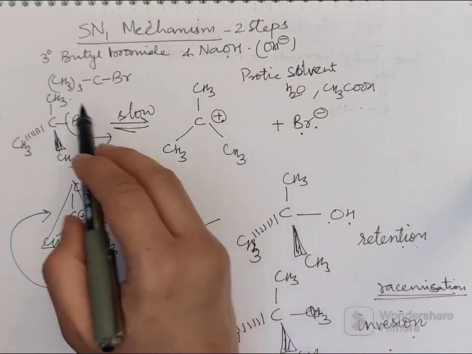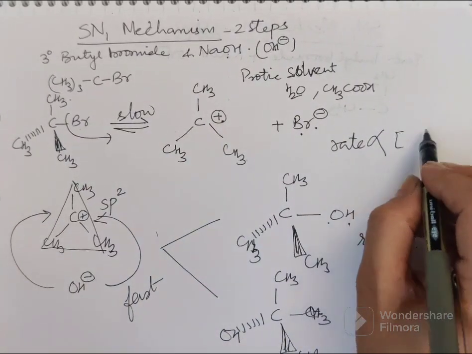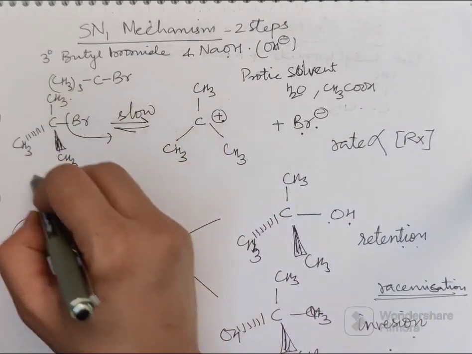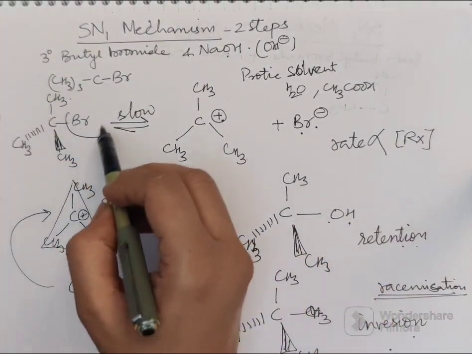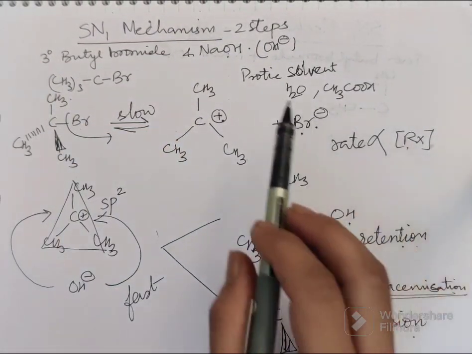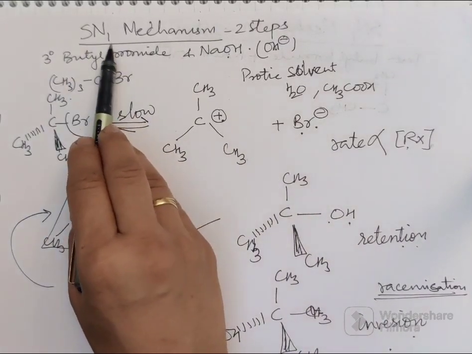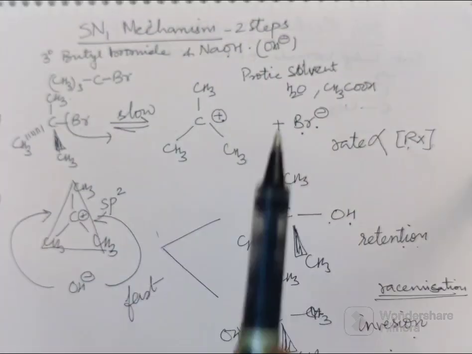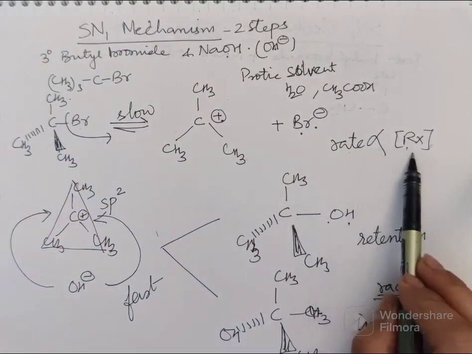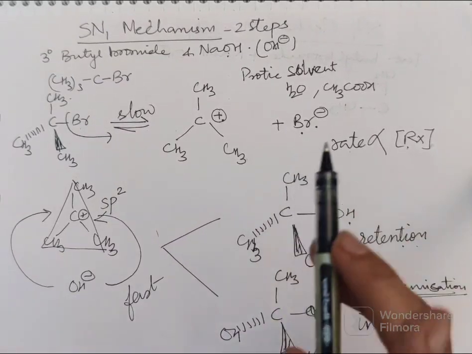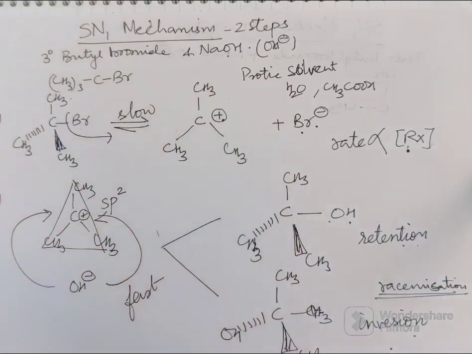In the slow step, our rate depends only on the concentration of alkyl halide. There is no nucleophile here, so it does not depend on its concentration. It depends only on the concentration of alkyl halide. Therefore, this is called the SN1 mechanism, nucleophilic substitution unimolecular. Uni means one. Why? Because the rate of the SN1 mechanism depends only on one single molecule, that is, the concentration of the alkyl halide. Therefore, this is called the SN1 mechanism.